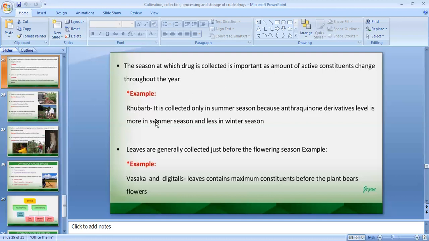The leaves are generally collected just before the flowering season. For example, Vasaka and digitalis leaf. Vasaka and digitalis leaves contain maximum constituents before the plants bear flowers. So these leaves are collected before the plant bears flowers.